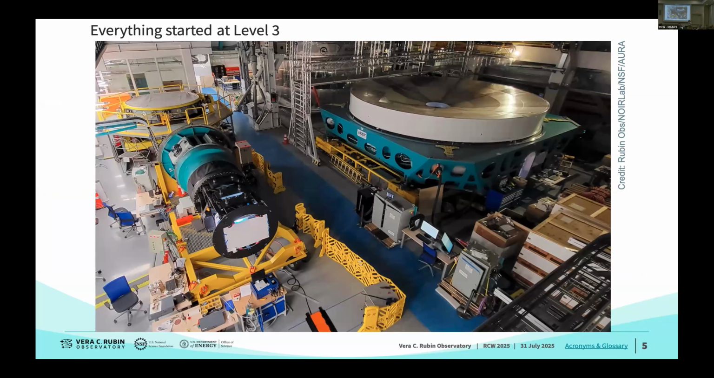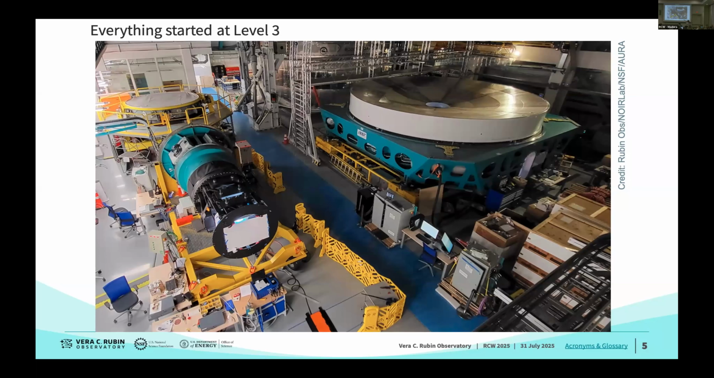I love level 3. I'm emotionally attached to this level because I spent most of my time on level 3. That is the maintenance level in Rubin Observatory. All the equipment that comes to Rubin Observatory actually comes to level 3. So here you can see M1, M3. And from now on, I'm going to call the primary and tertiary mirror M1, M3.